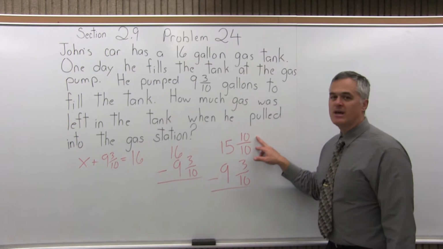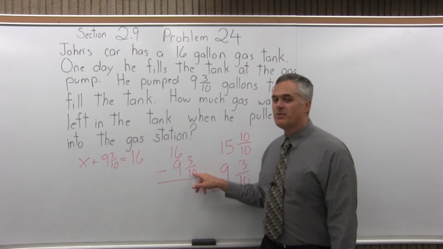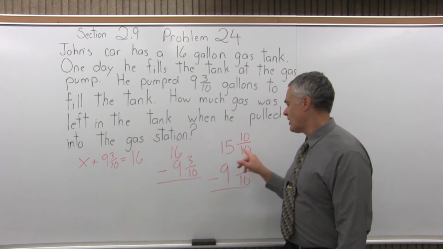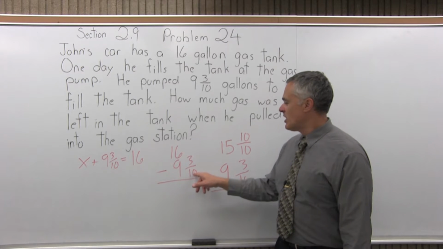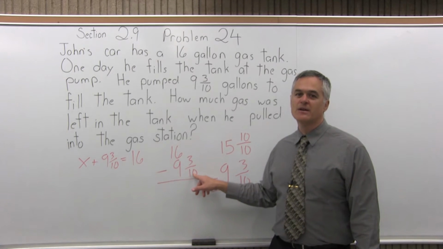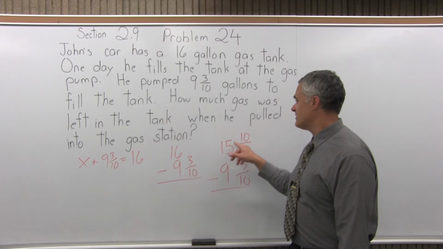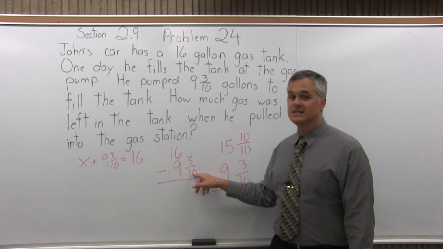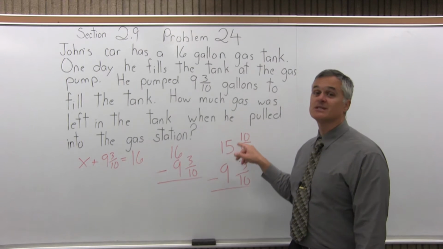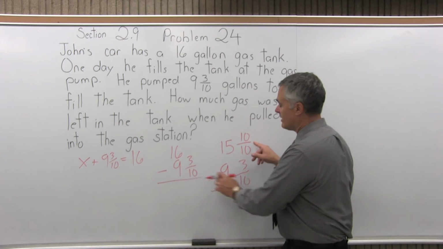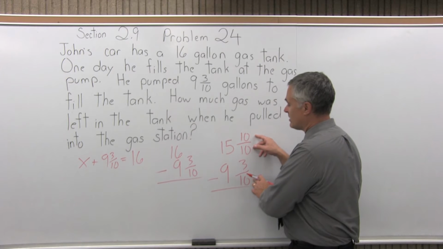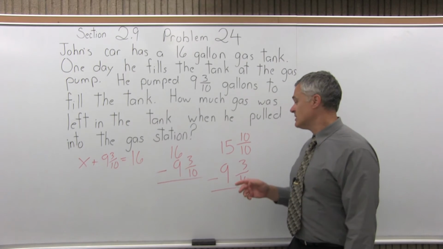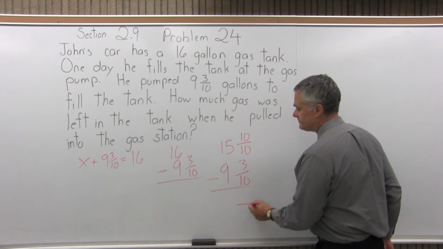And I picked 10 over 10 because 10 was the denominator I was working with. That's why I wanted a 10. So if the denominator of the other fraction was, say, an 18, this would have been 15 and 18 over 18. Or if the denominator of the other fraction was, say, a 6, it would have been 15 and 6 over 6. It's whatever denominator I want to match with. So that's why I went with 10 over 10. Now it's written so that I have a common denominator.